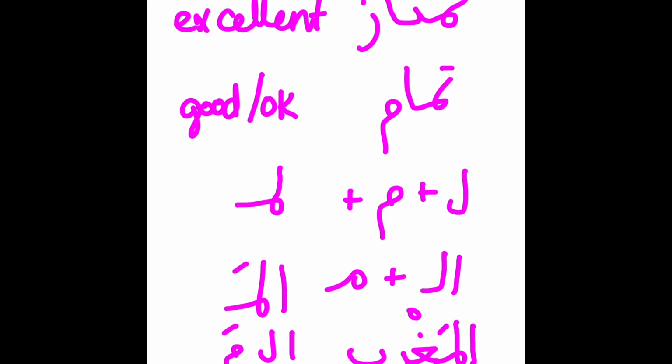Okay. You could write it that way if you wanted, but this is how you're going to see it in computer script, and this is how you're going to see it most likely in handwriting. Okay. So let's see here. Al-Maghrib. Al-Maghrib means Morocco.